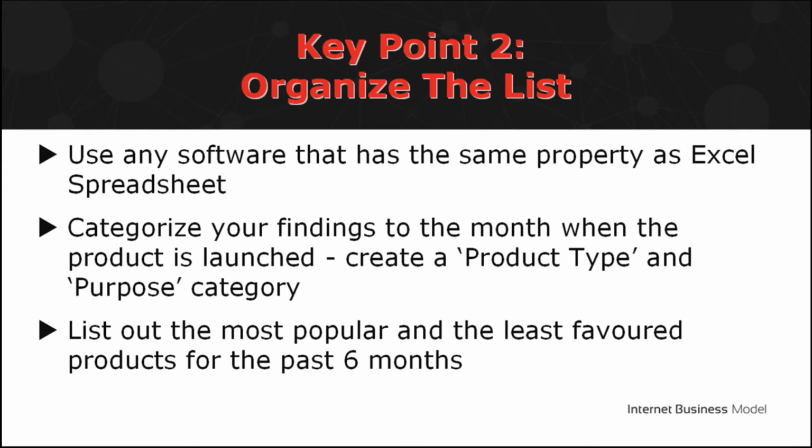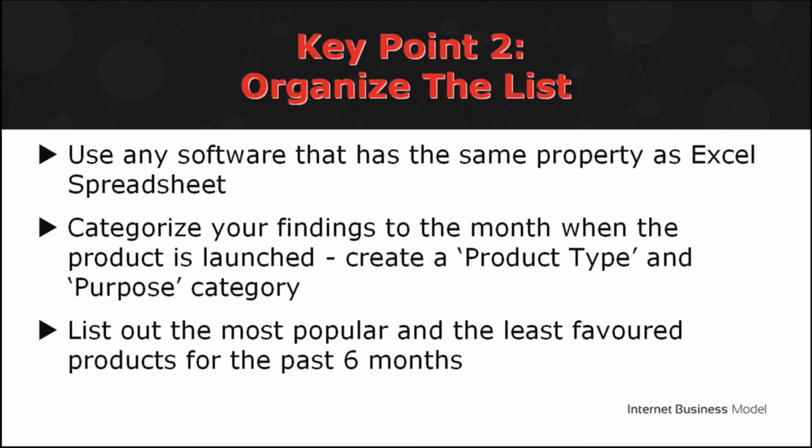Next, organize the list using an Excel spreadsheet. Categorize your findings to its respective month where the products were launched. Then create another category in another column and categorize it accordingly as software program, a web-based app, graphics, or a hybrid product. A hybrid product is a combination of 2 different product types. For example, a web-based software that generates graphics and logos.